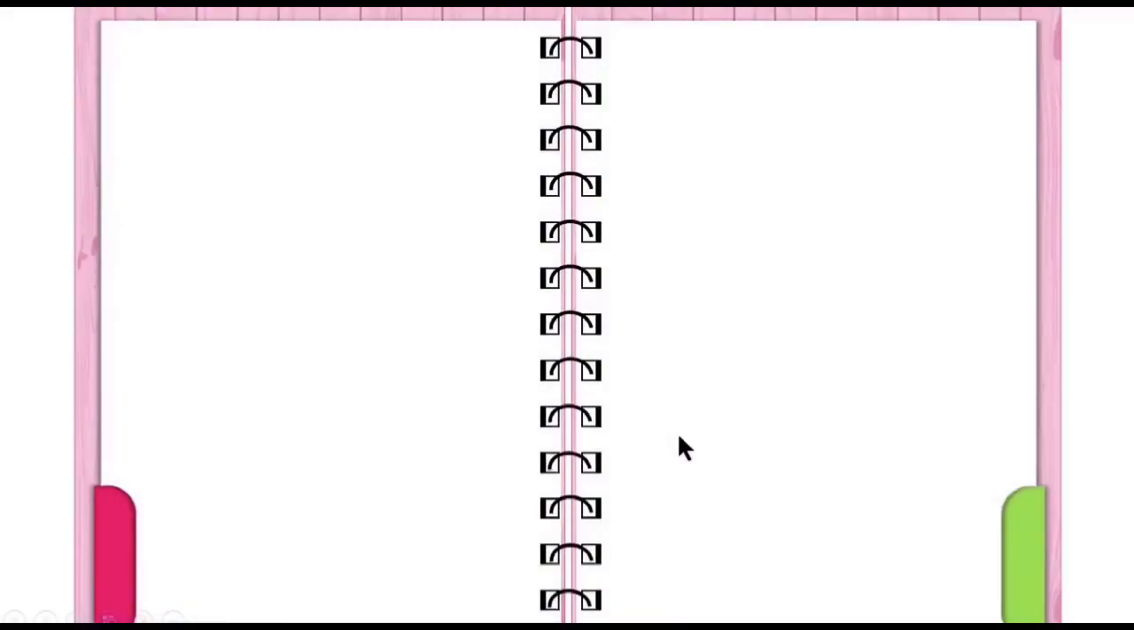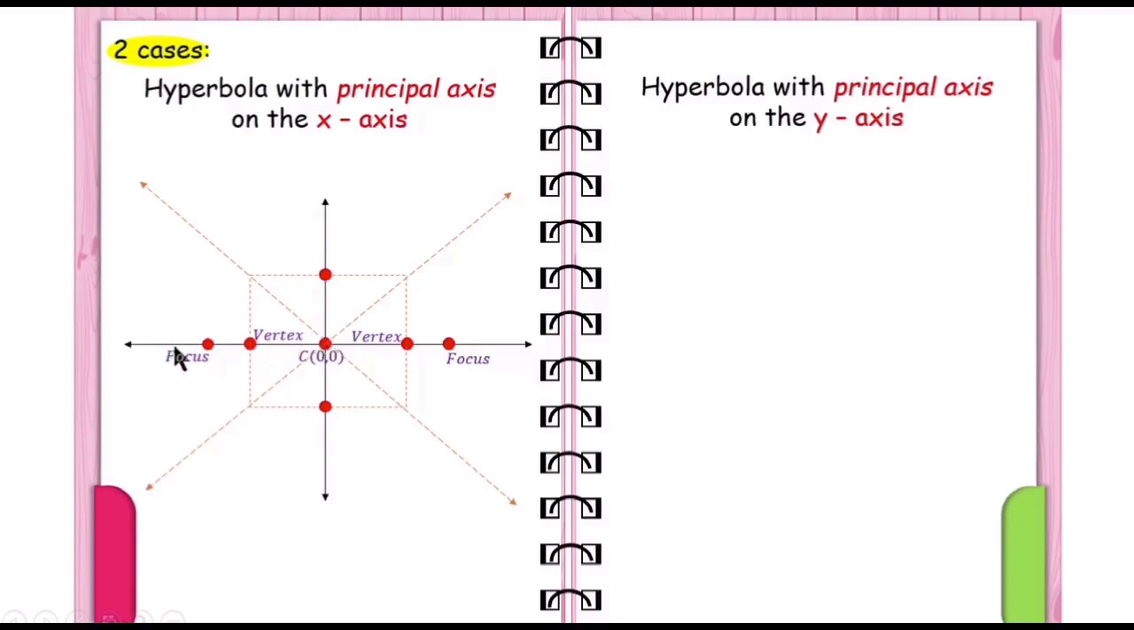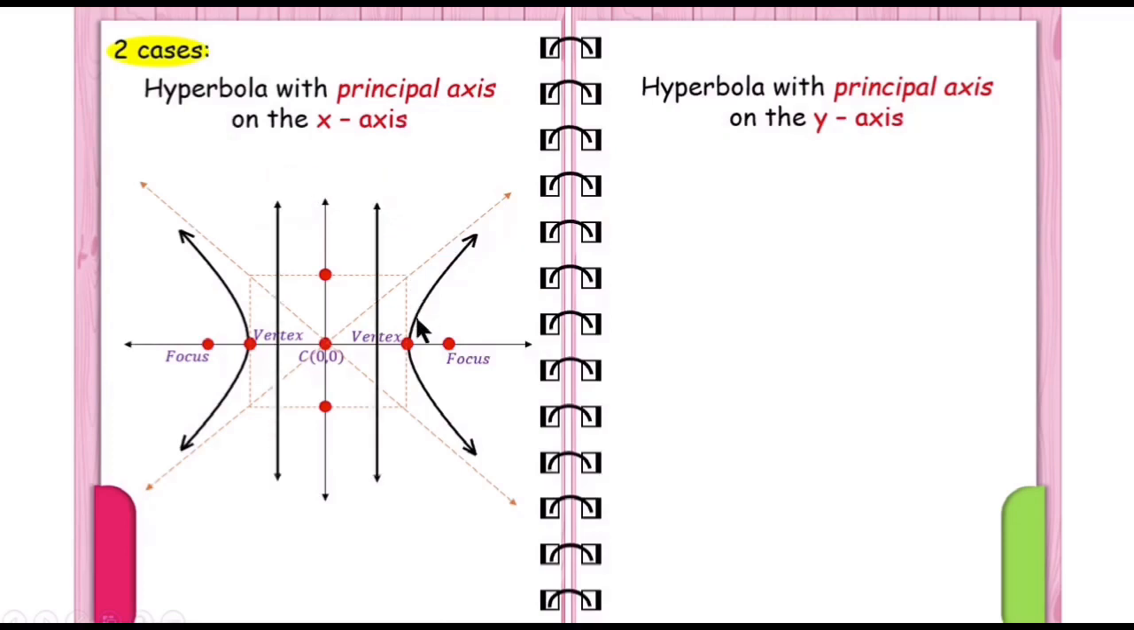There are two cases of hyperbola: a hyperbola with principal axis on the x-axis and hyperbola with principal axis on the y-axis. If the focal axis or principal axis is the x-axis, the foci and the vertices are on that axis. And this is the graph of the hyperbola with principal axis on the x-axis. The graph consists of two disconnected curves called branches. And these are the directrices.